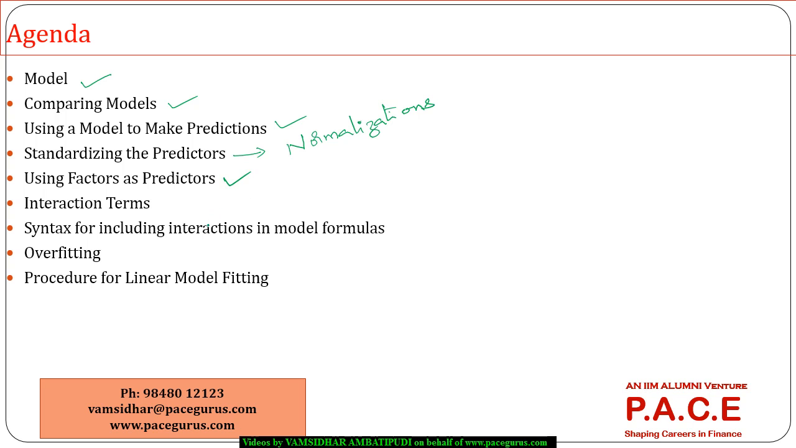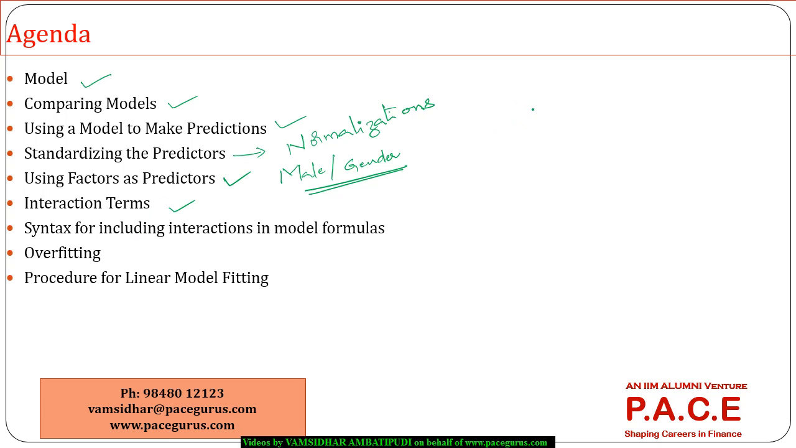And in some cases, I may have some factor variables as the predictors, like gender, male and female, as a factor variable predictor. If that's the case, what are we typically going to do? And in some cases, we can have interaction terms.